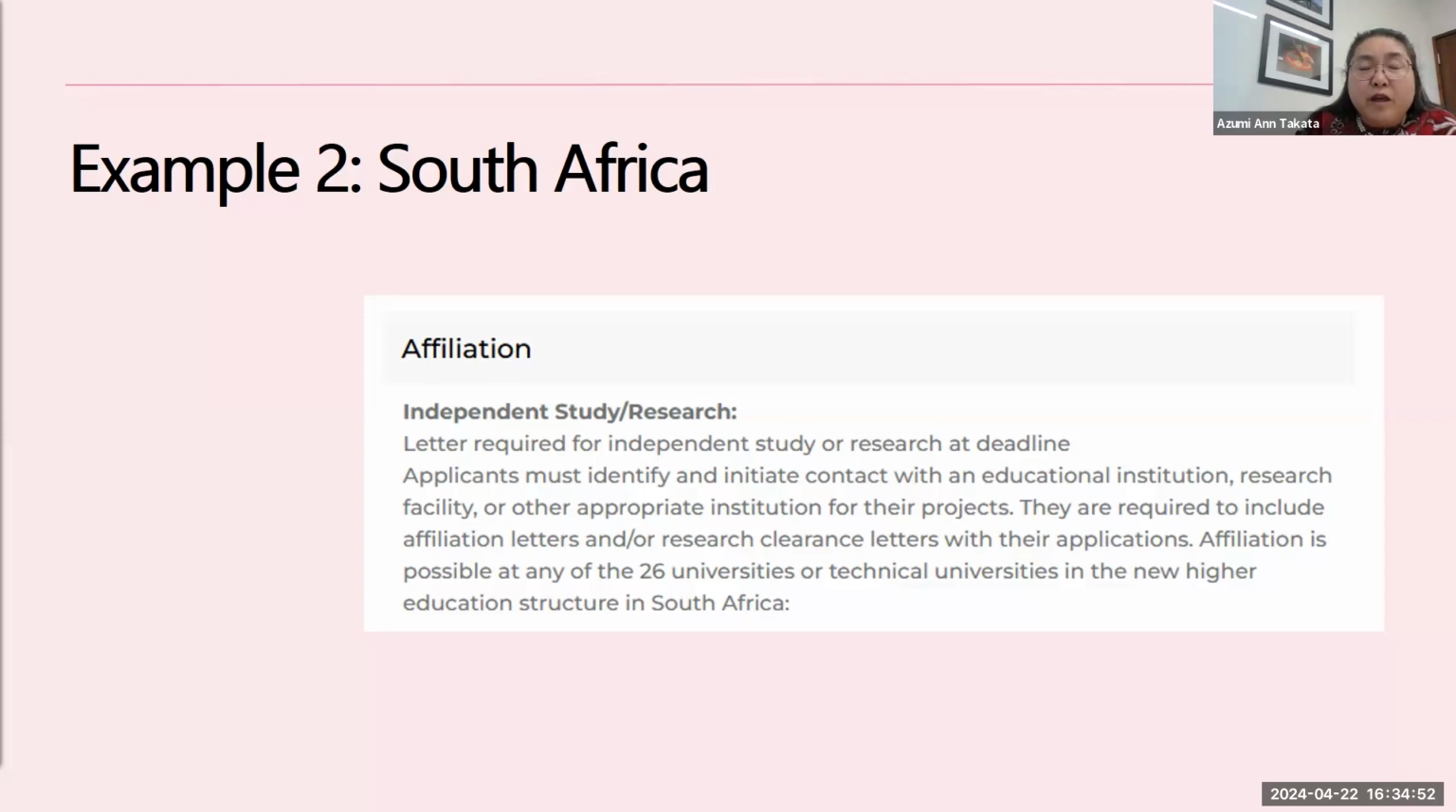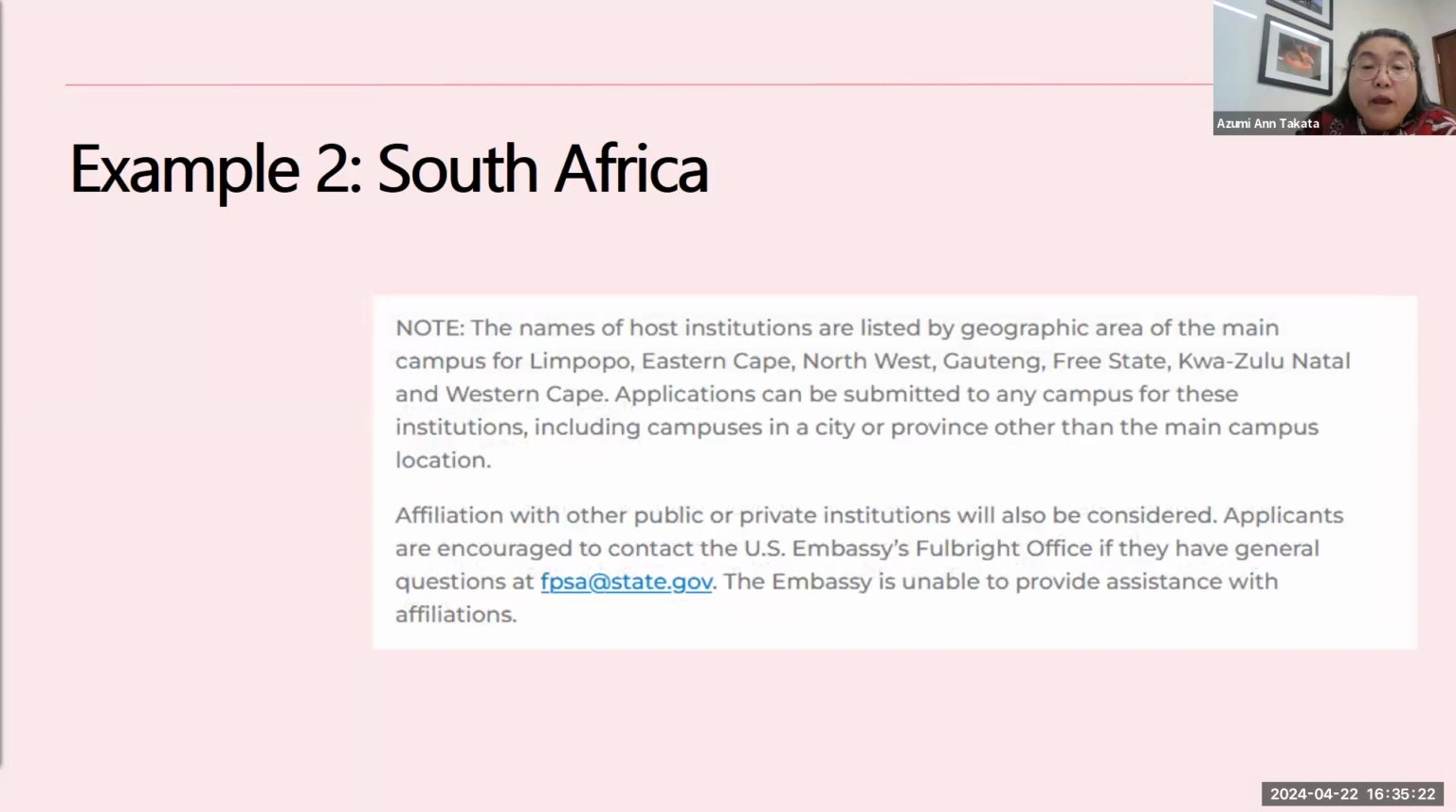below this paragraph, there's an actual list of the 26 institutions that are possible, organized by region. I didn't copy all of that, so we're going to skip all of that. This country page is actually quite helpful, and it just gives you a complete list of all of the possible institutions that are available for affiliation. And then there is a little note about the campuses. And then finally, in the last paragraph, it says affiliation with other public or private institutions will also be considered.